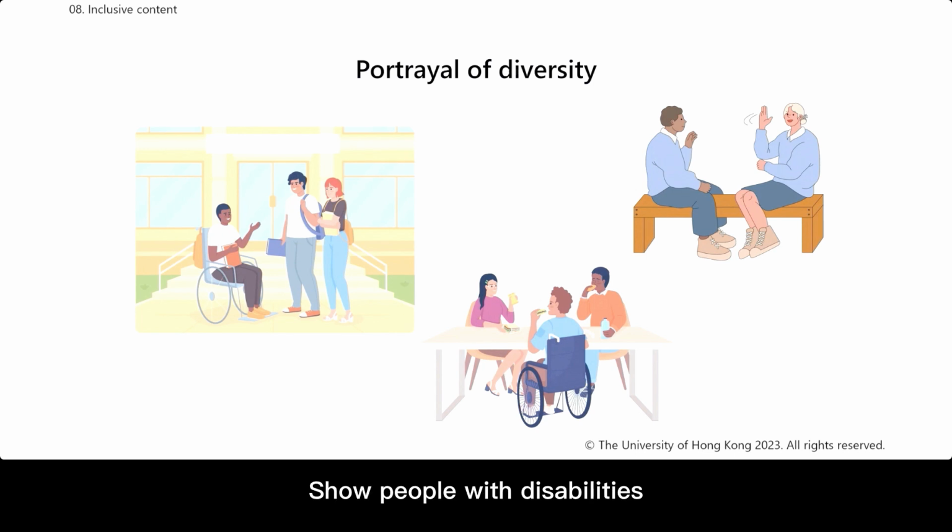Portray diversity. Show people with disabilities in everyday social situations and campus environments. For example, pictures showing a group of students walking around the campus may include students with diverse characteristics to represent the inherent diversity, such as disability and skin color.